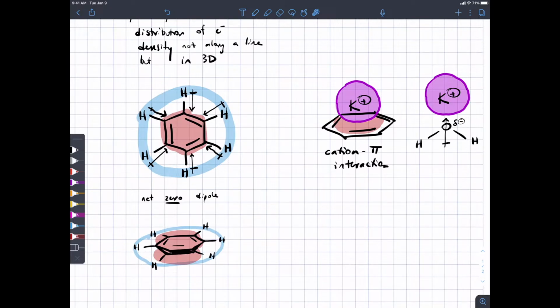In the gas phase, this one's actually a little stronger. And the numbers aren't particularly important, and the fact that one is stronger than the other is also not important. I'm just trying to give you a sense for how impactful that is.